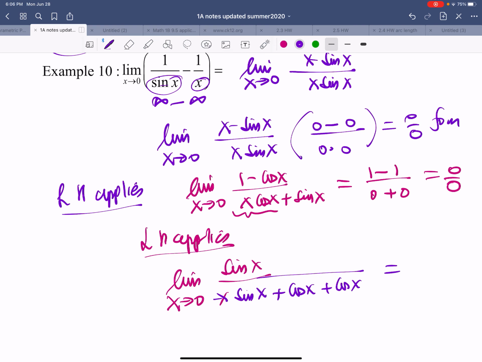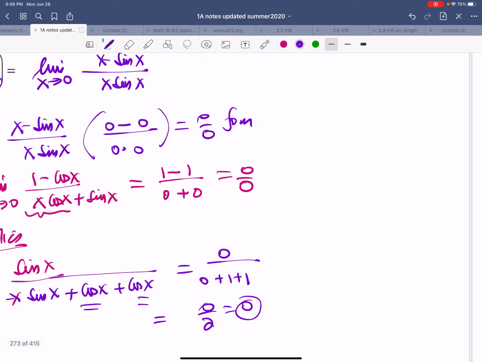Okay, now let's plug in 0. Sine of 0 is 0 over 0 plus cosine of x is 1. 1 plus 1. I put an extra 1 plus 1. Yeah, 1 plus 1. Okay, so 0 over 2 is still 0. So this limit goes to 0.